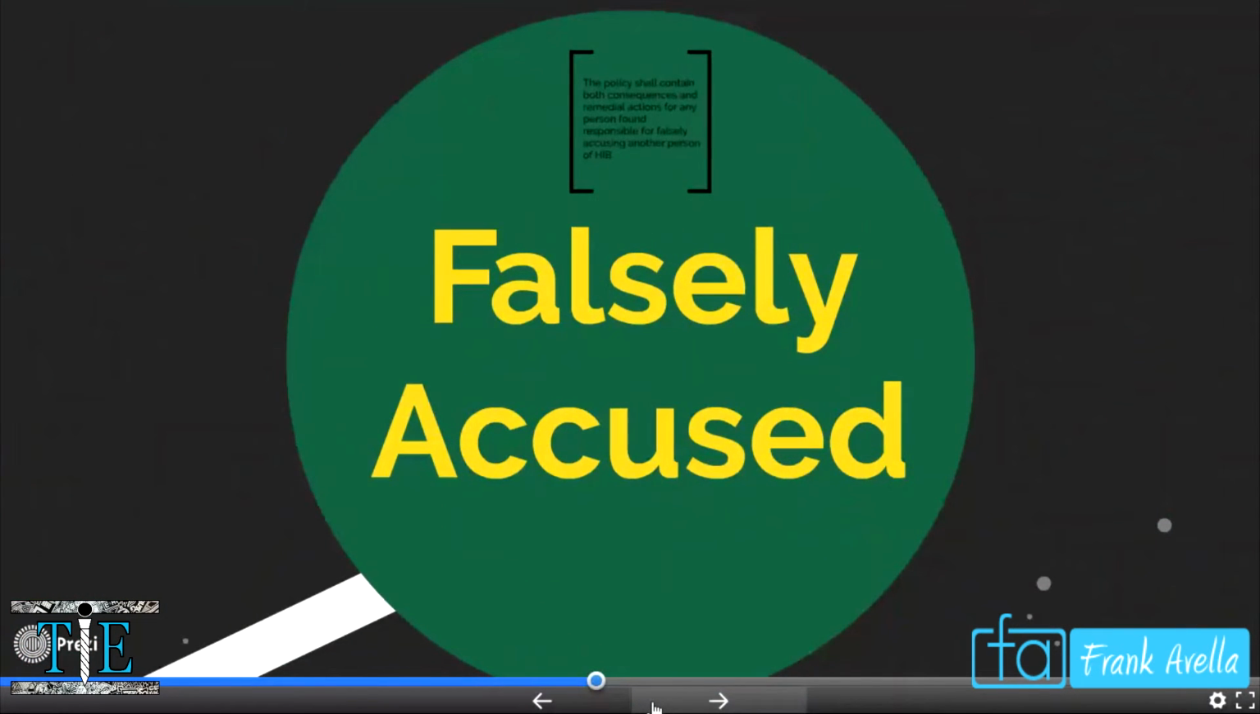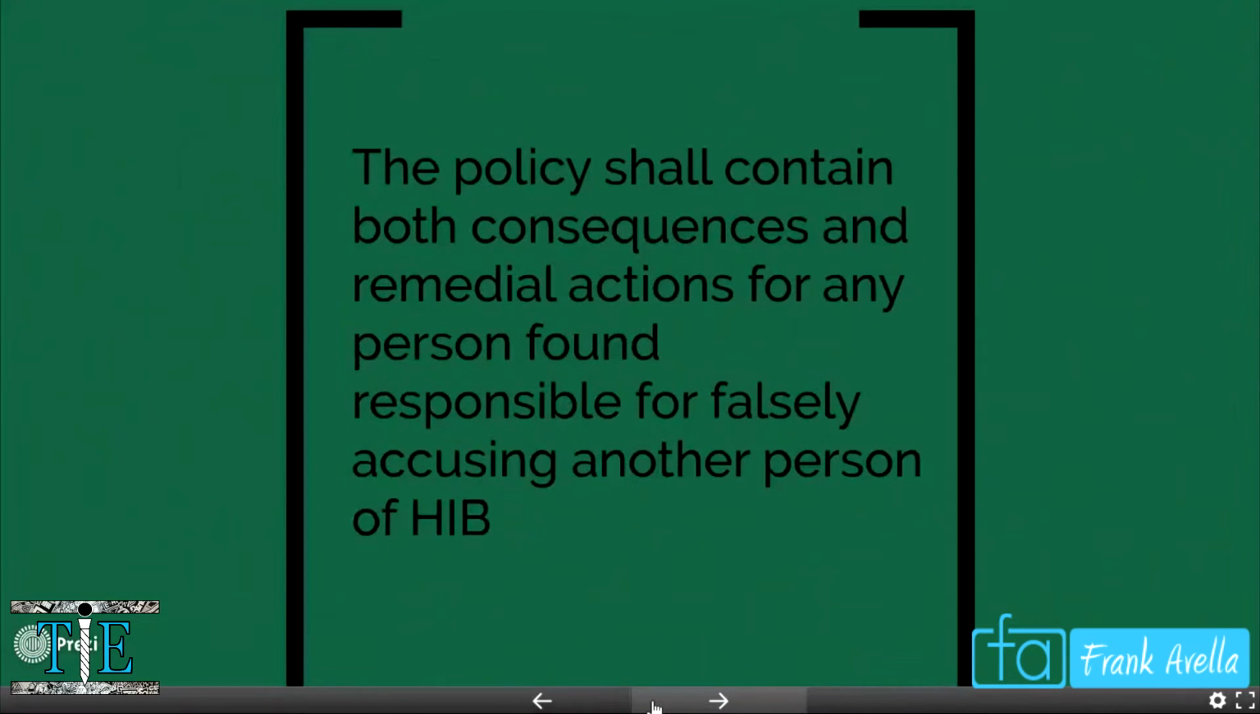Okay, falsely accused. The policy should contain both consequences and remedial actions for anybody responsible for falsely accusing another person of HIB. Because these HIB investigations take time, they're very serious. So students, and not just students, staff members, shouldn't go around and just falsely accuse someone. If they do, they themselves should have consequences and actions taken against them.